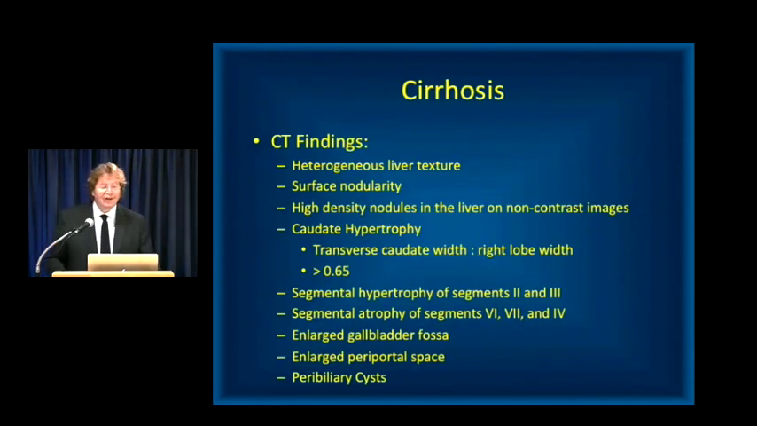The CT findings you can see here, again, some of the magic numbers. Caudate hypertrophy, segmental hypertrophy of segments 2 and 3, with atrophy of 6, 7, and 4, enlarged gallbladder fossa, peribiliary cysts, enlarged periportal space, are all things we can see with cirrhosis.